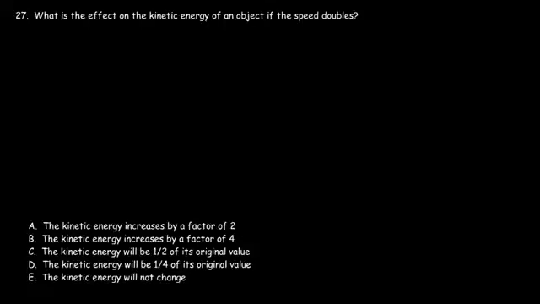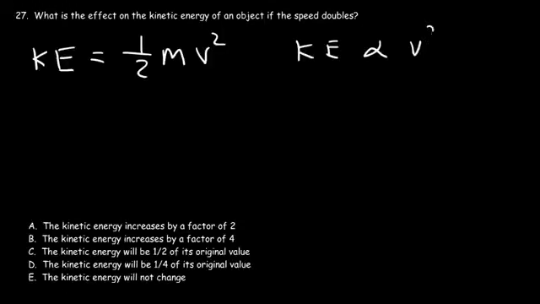27. What is the effect on the kinetic energy of an object if the speed doubles? Well, first you need to know the formula. Kinetic energy is equal to 1/2 the mass of the object times the square of the speed. Now notice that kinetic energy is proportional to the square of the speed. So if you double the speed, plug in 2 for v. 2 squared is 4. The kinetic energy should increase by a factor of 4. So B is the right answer.